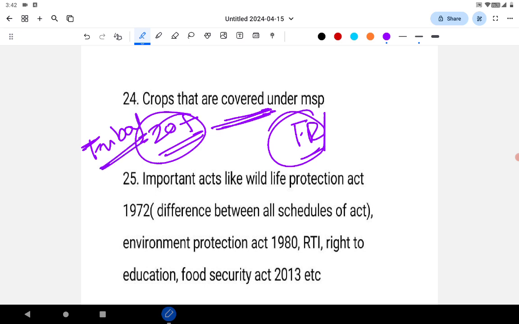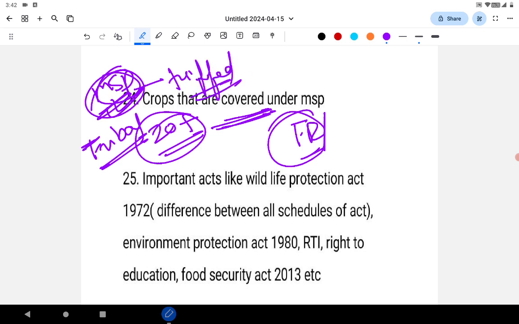I think last year they asked a question on MSP, I can't recall at the moment. That was mainly, I think, about crops produced by the tribals, and know what the contribution of TRIFED is with regards to MSP, etc. Please know these things.